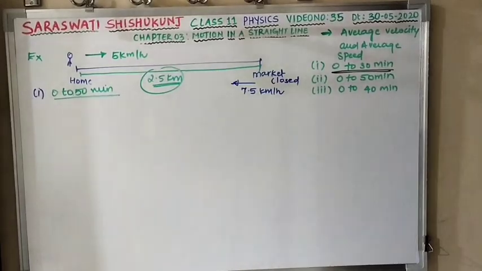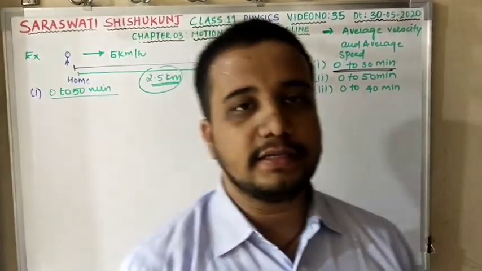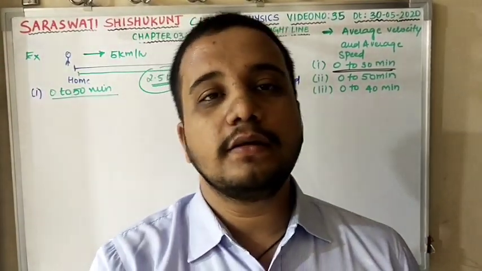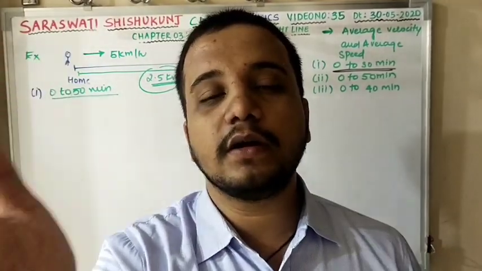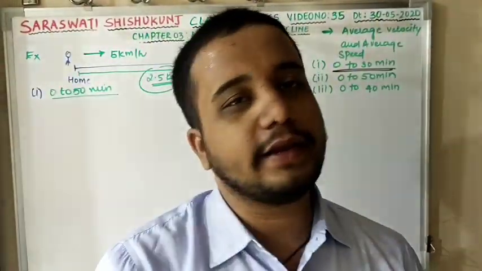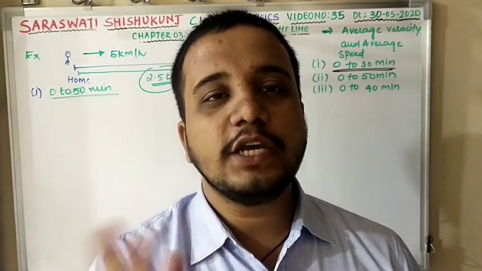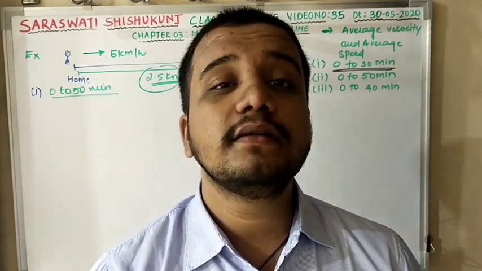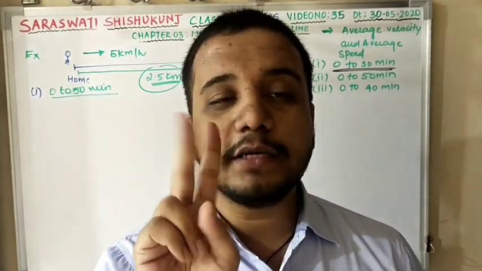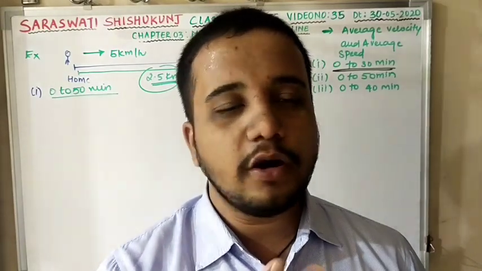Remember, the next slot they have given to us is 0 to 50 minutes. Now I have already solved that 0 to 30 minutes means he starts from home and reaches the market in 30 minutes. Now for 0 to 50 minutes, how many minutes remain? 50 minus 30 means how much? 20 minutes. So for 30 minutes I already know the calculation.